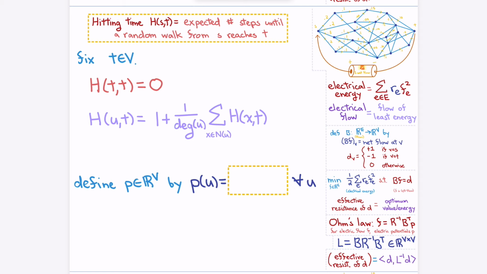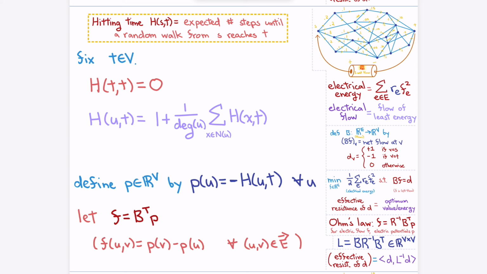Square of ht. No, but at least you guessed. Okay, so it's going to be negative hu of t. I don't really know why, but we'll see how it works nicely. All right, and that induces some flow, right? Let f_uv be equal to pv minus pu. Okay, there's no resistances anymore. We're looking at an unweighted graph.